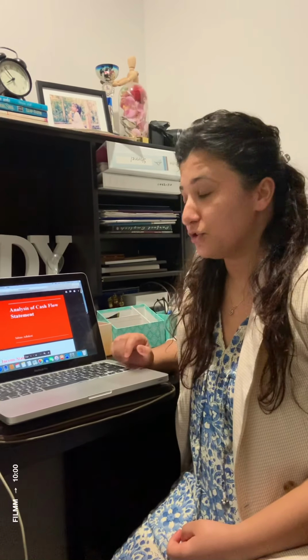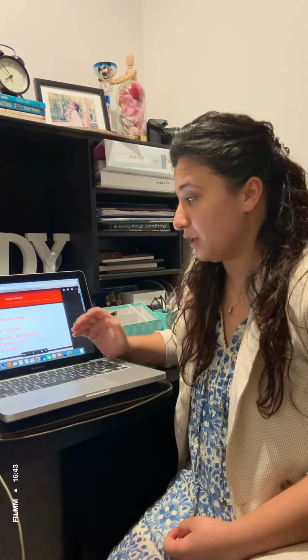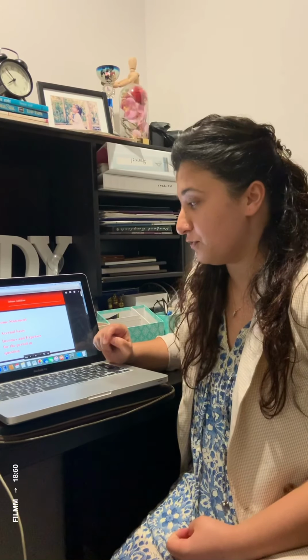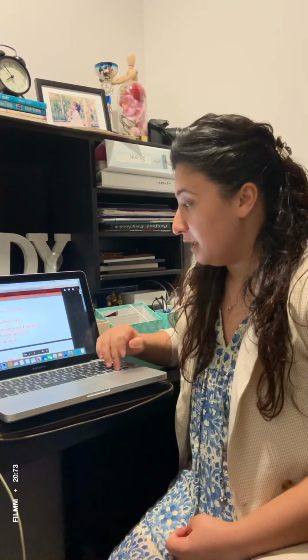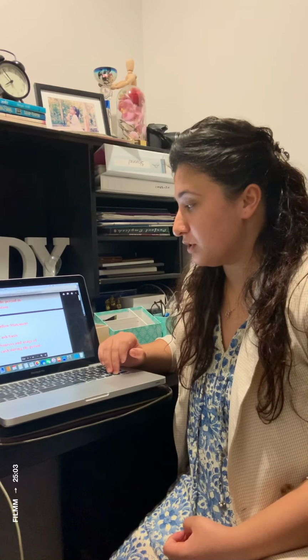So here is the topic, analysis of cash flow statement. And I'm going to talk about income statement on the basis of accrual basis, income and expenses for the period in question. Cash flow statement consists of cash basis, sources and uses of cash during the period.